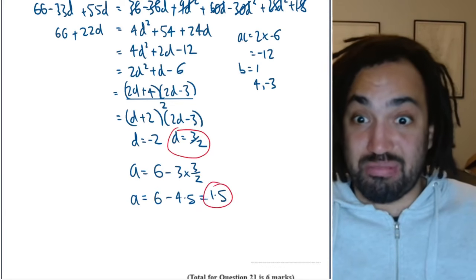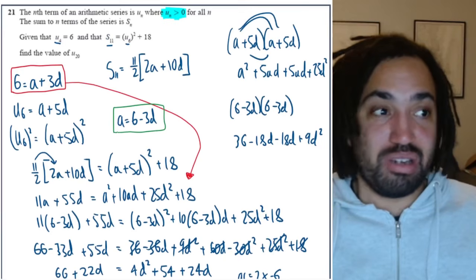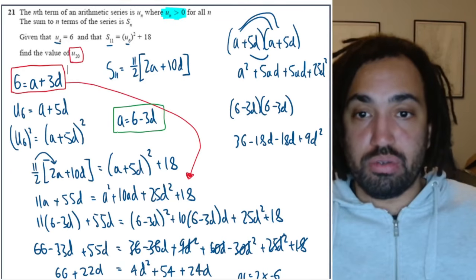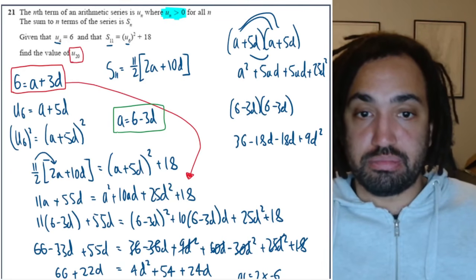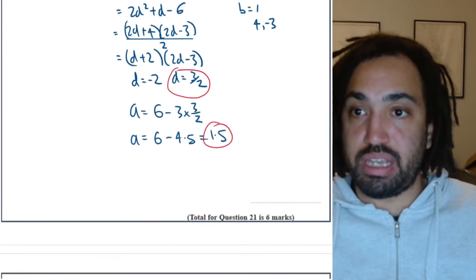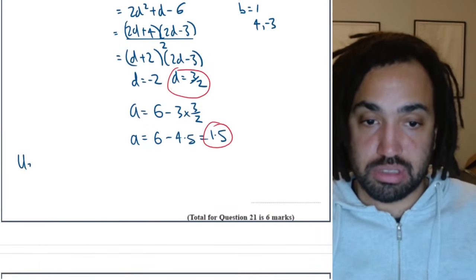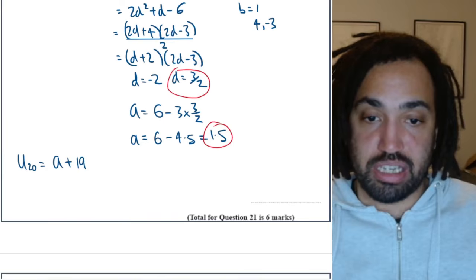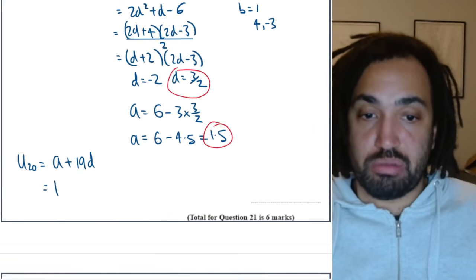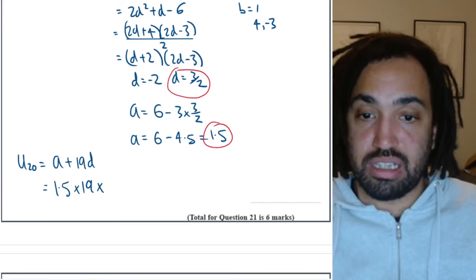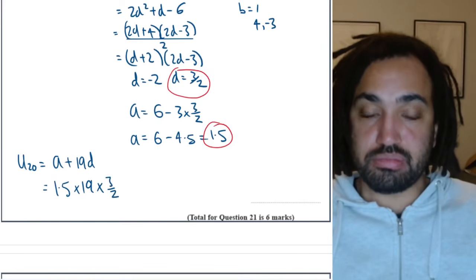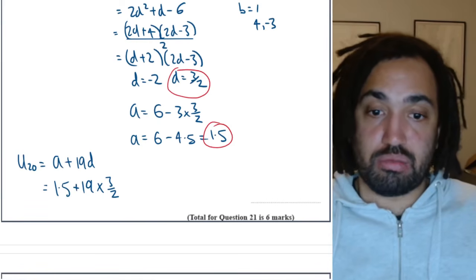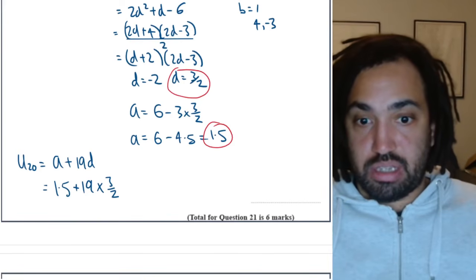Okay, you think you'd be done by now, but we're not done. We need to work out U20. So U20 is going to be the 20th term, which we will get by doing a plus 20 minus 1, so 19d. And we know that a is 1.5, times by 19, and d is 3 over 2. Sorry, that should be a plus. And what is this going to give us?